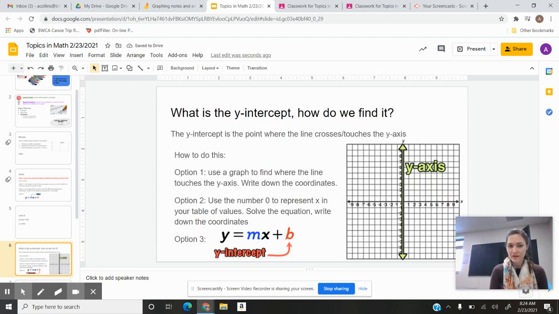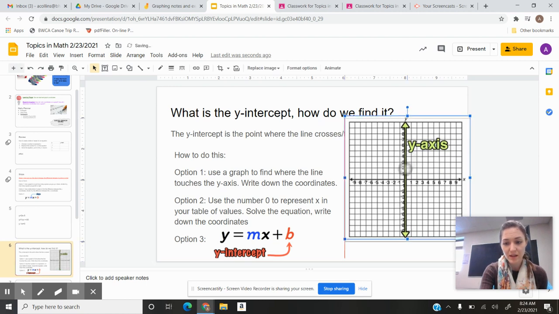Okay, slope, easy enough. Y-intercept, how do we find it? Again, there's 3 different options, and none of these options is better than the other, just depends on the problem that you're using. So option 1, you can use the graph to find out where the line touches the y-axis, and that's going to be the y-intercept. The y-intercept is just the point where the line crosses or touches the y-axis. So at any point where the line touches or crosses this yellow line right here.